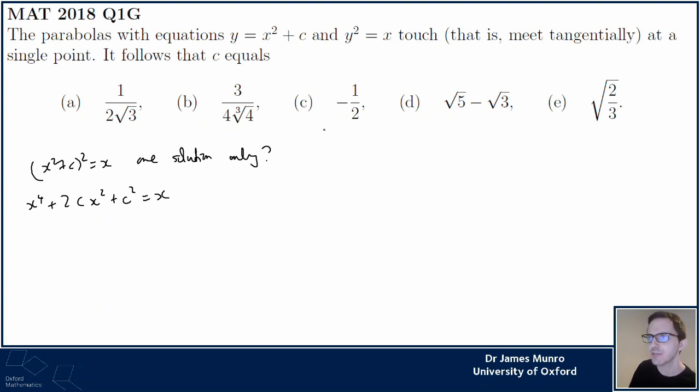I suppose let's draw a picture. Maybe I should have done that first. Y equals x squared plus c looks like this, and y equals root x. Or sorry, this is y is plus or minus root x. There's a parabola this way around. Looks like this. So I want them to meet tangentially. I suppose that means they'd have the same gradient there.